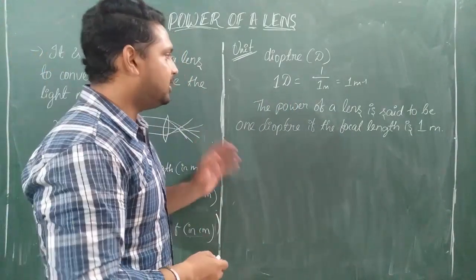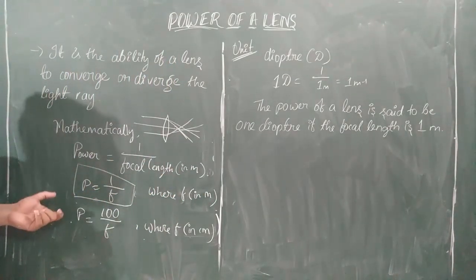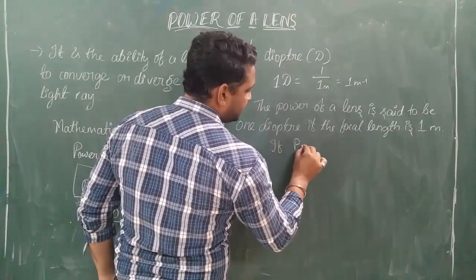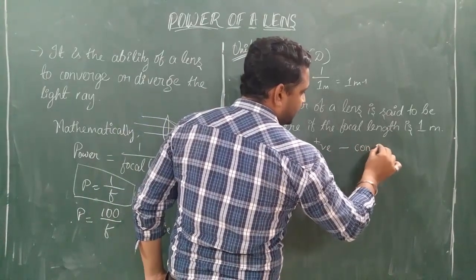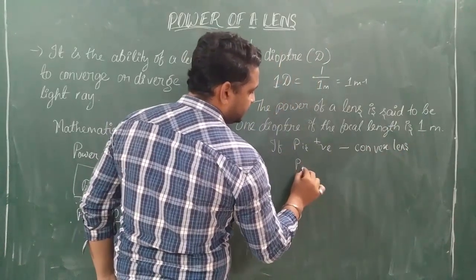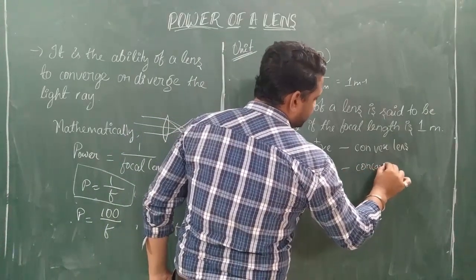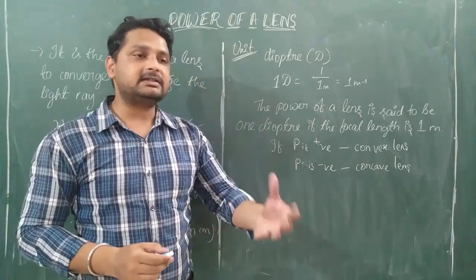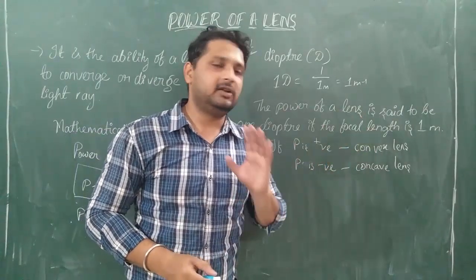Understood? Good. Now, see here, the power of the lens is related to the focal length. If the focal length is positive, then power is positive. If the focal length is negative, power is negative. So, if P is positive, then which lens will it be? It will be a convex lens. If P is negative, then it is a concave lens. So you can consult your friends and ask their power. If the power is negative, then they are wearing a concave lens. If the power is positive, then they are wearing a convex lens.